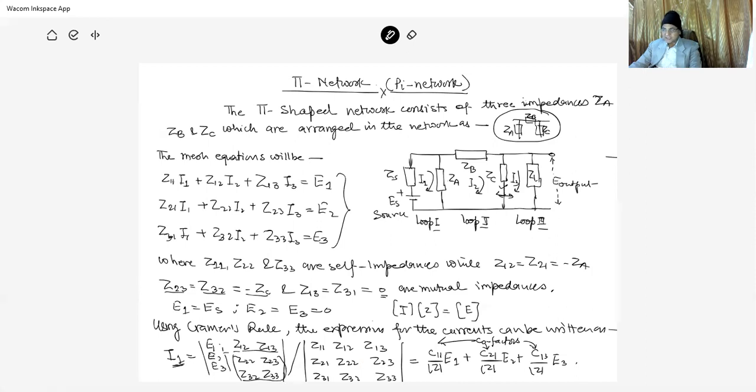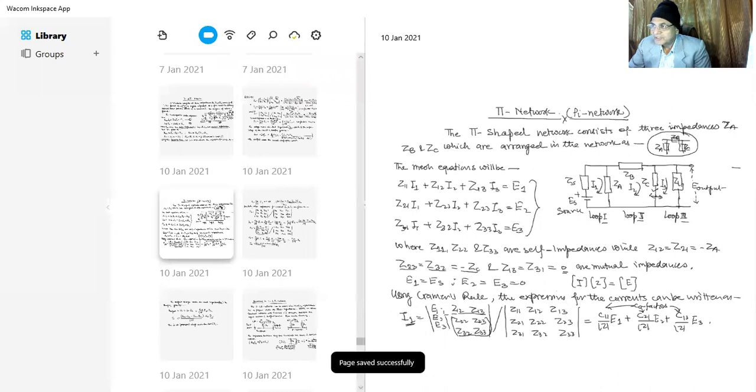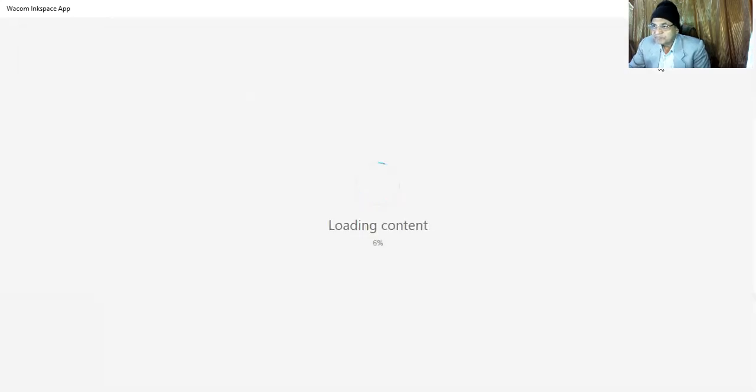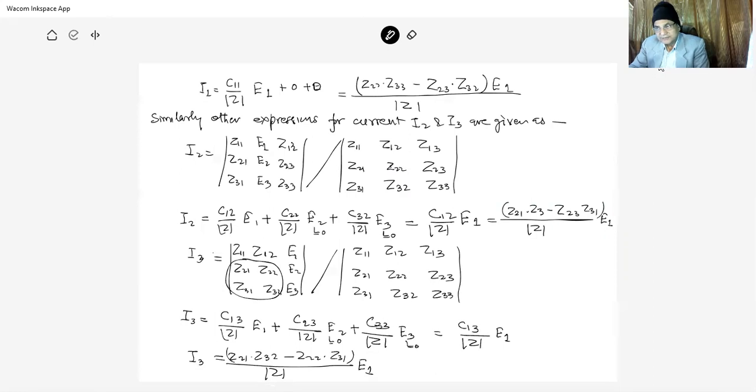In the given pi network, E2 and E3 are 0 because there is no source in loop 2 and 3. So there is only one source, that is E1. So E1 is finite, and the remaining two terms are 0. So we can solve the other part also in the same way for the currents, that is I2 and I3.